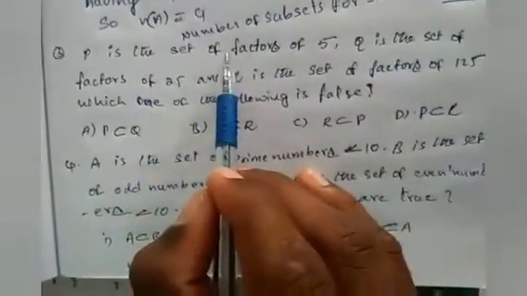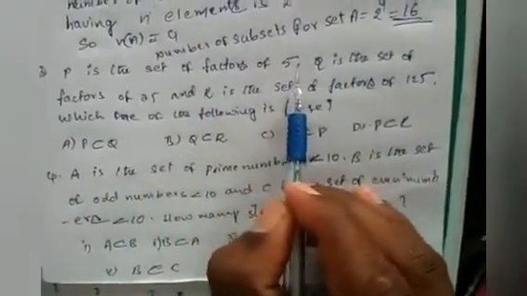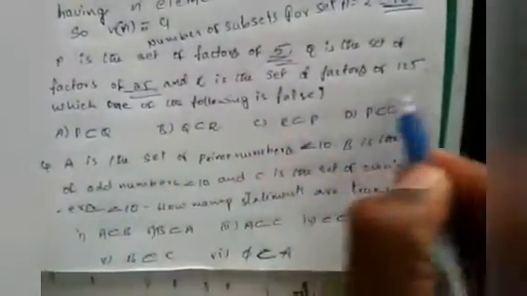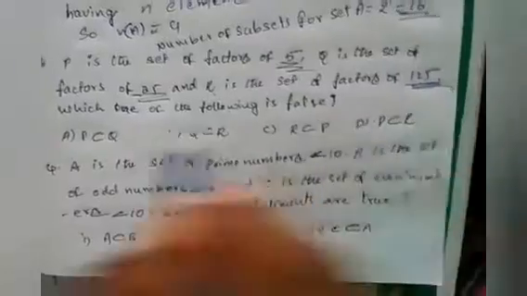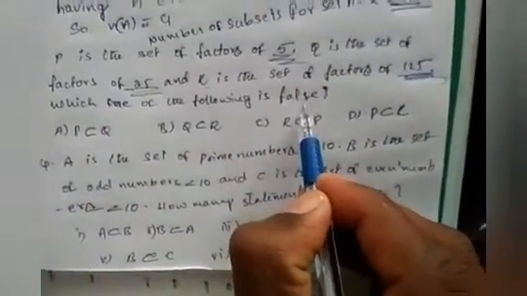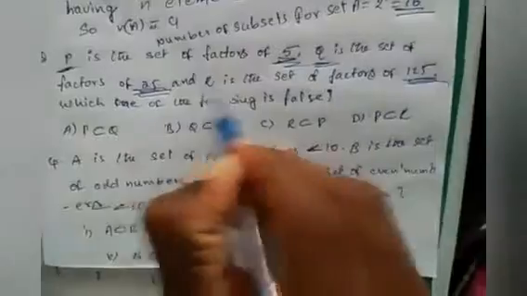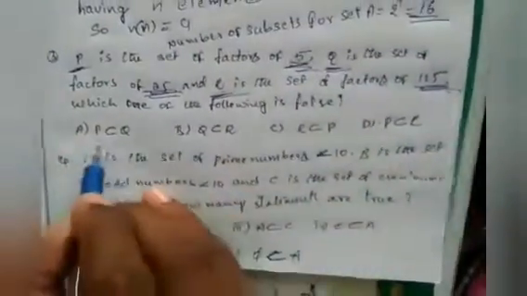So next question. P is the set of factors of 5, Q is the set of factors of 25, and R is the set of factors of 125. Which one of the following is false? See, P is the set of factors of 5, Q is the set of factors of 25, and R is the set of factors of 125. He asked which one of these is false.